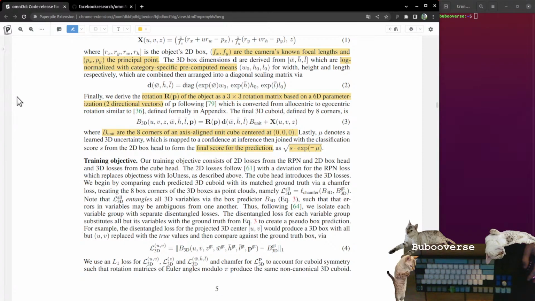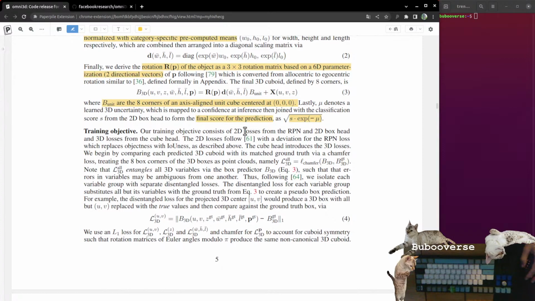Training consists of 2D losses, 2D box. Okay, cubehead introduces the 3D losses via a chamfer loss. Okay, so they have the 3D bounding box, and from that they get its 8 points in 3D space, and then they're using what's called a chamfer loss between the ground truth bounding box. Yeah, this is kind of interesting. They say here that it entangles all the 3D variables via the box predictor.